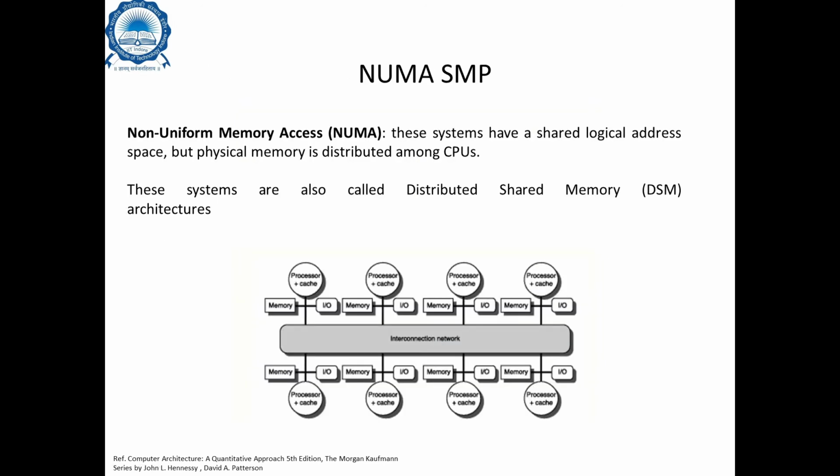The second type of shared memory multiprocessor is known as non-uniform memory access based shared memory multiprocessors. So these systems have a shared logical address, but they have physical memory which is distributed amongst the CPUs. So they have a shared logical address, but there is a unique physical memory which is distributed amongst the different CPUs, and these systems are therefore known as distributed shared memory architectures, or DSM.